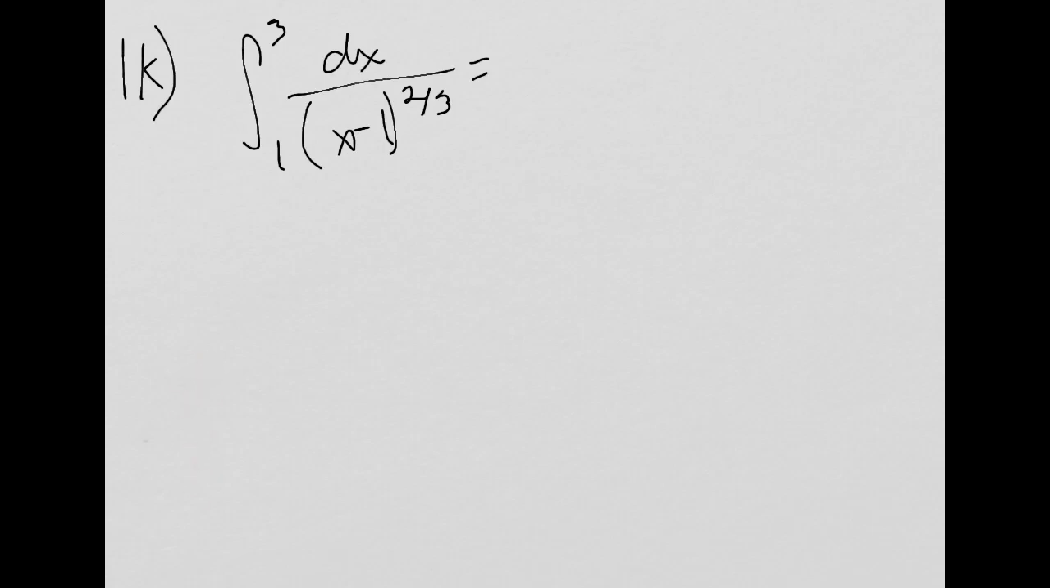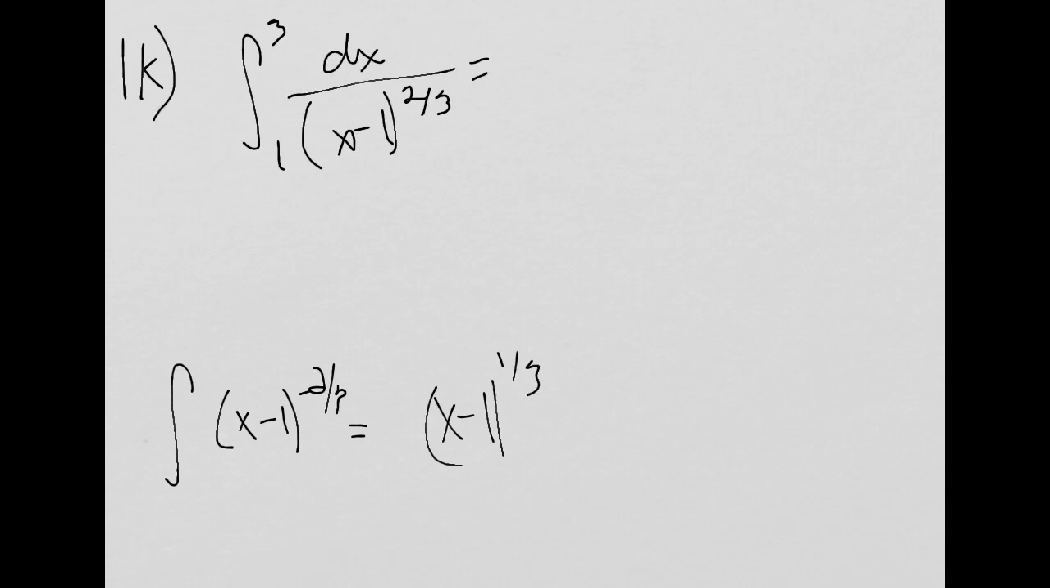I need to integrate x minus 1 to the negative 2/3 power dx, which is going to bump up the power, so I get x minus 1 to the 1/3 power, but I need to divide by 1/3. I need to divide by this number right here, which is going to give me a 3 there. So I could rewrite that as 3 cubed root of x minus 1.